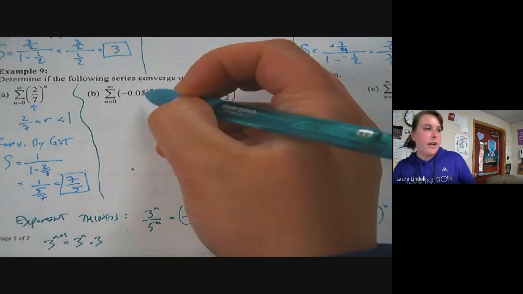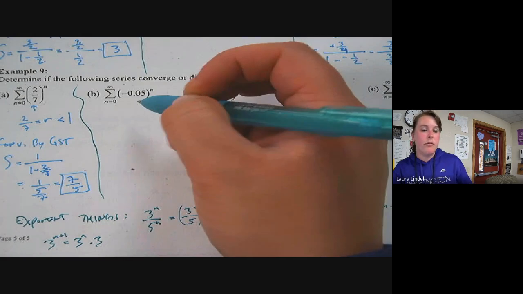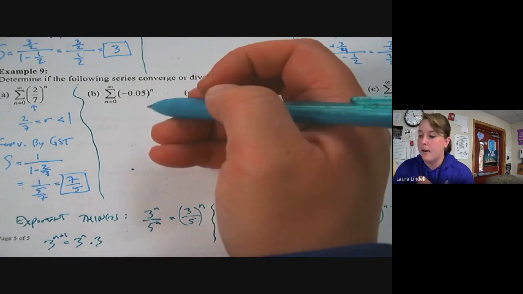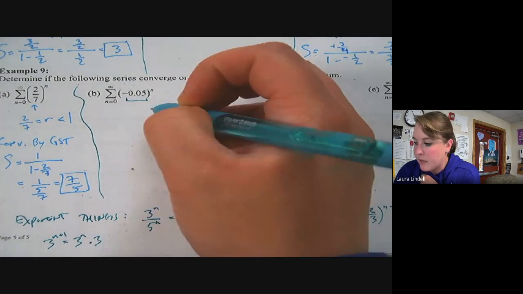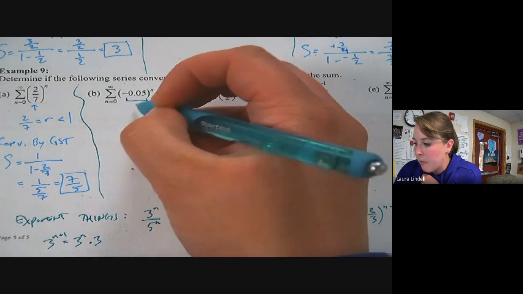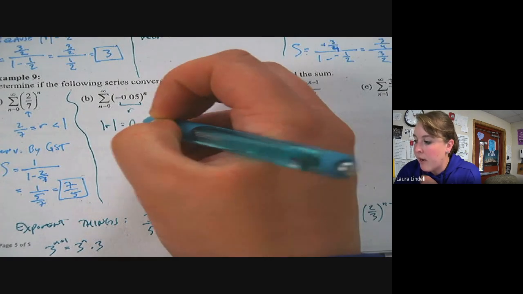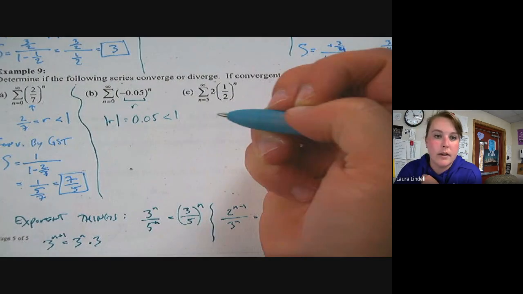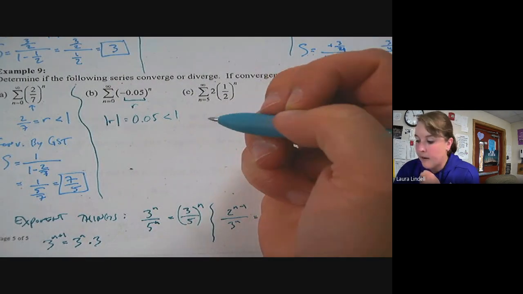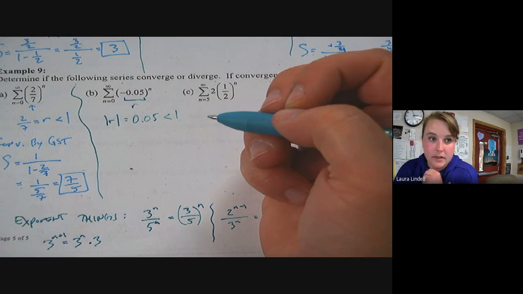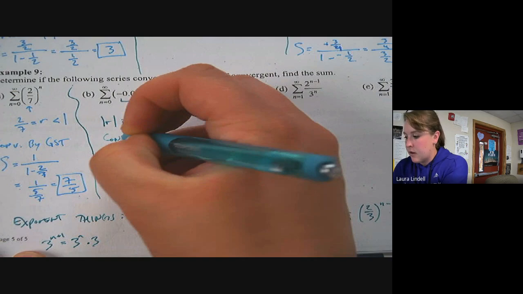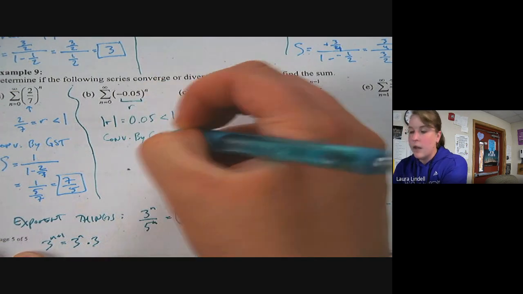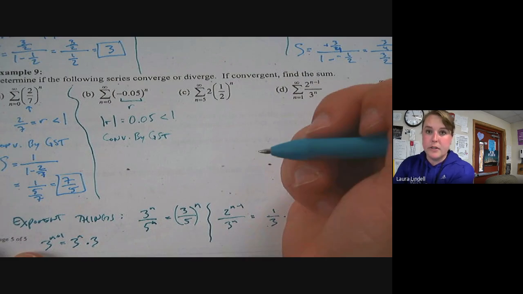The next one, part B, negative 0.05 to the n power. So if we're trying to figure out what R is for our geometric series, this is R. So the absolute value of R in this case is 0.05, which is less than 1. So that means that we can say that this thing does converge by the geometric series test. And now we need to figure out what it converges to.